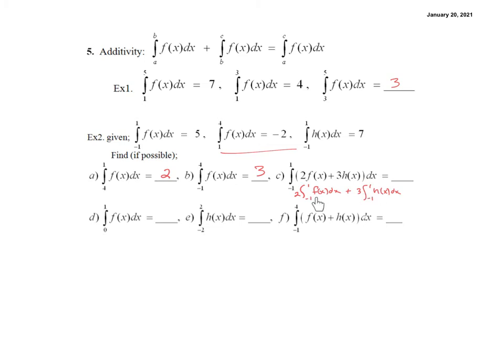And so since we know the integral from -1 to 1 of f of x is 5, this is going to be 2 times 5. And then h of x, -1 to 1 is 7, so 3 times 7 is 21. So we're going to end up with 2 times 5 is 10, and 21 is a 31 total.